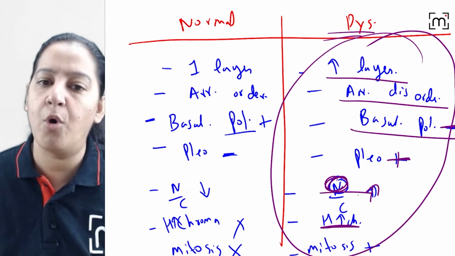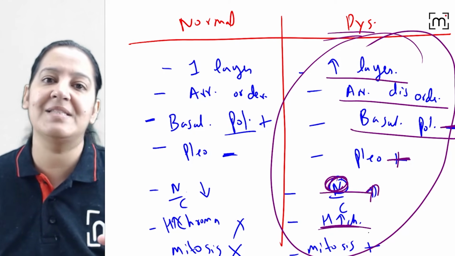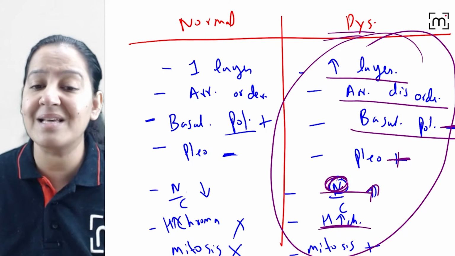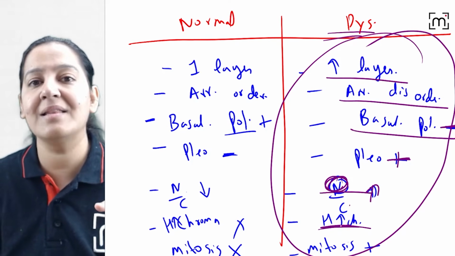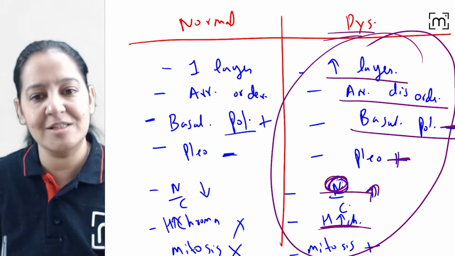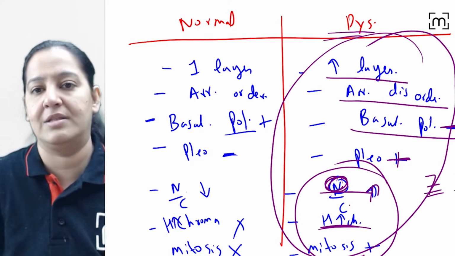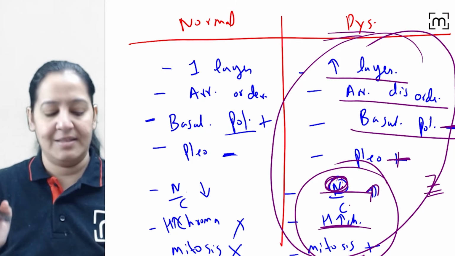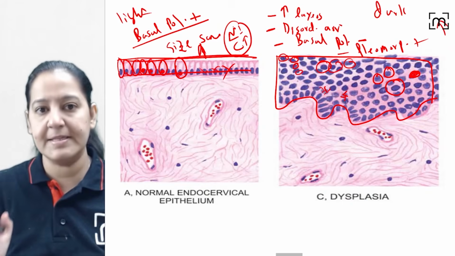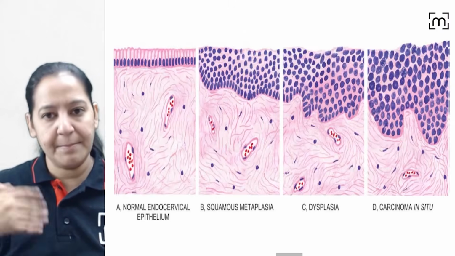Size of the nucleus is more, and color is also more. So we measure the increased size by the NC ratio, and the increased color is hyperchromatism, and mitosis is also present. So these 3 things are about the nucleus. So total 7 things are there. You got my point? Total 7 things. This is dysplasia. And it is a pre-malignant condition.